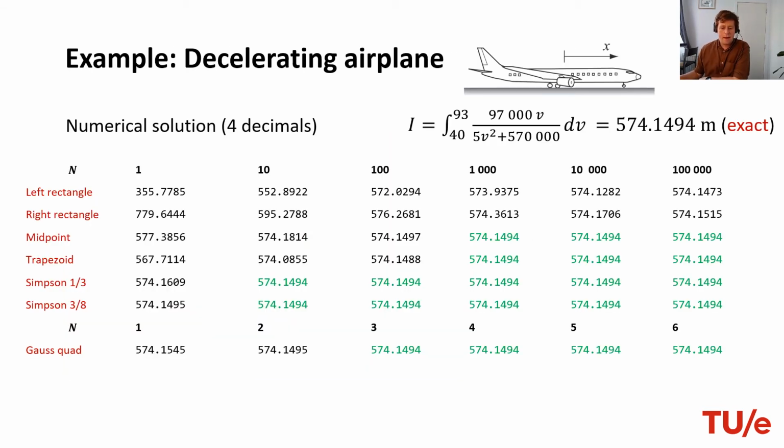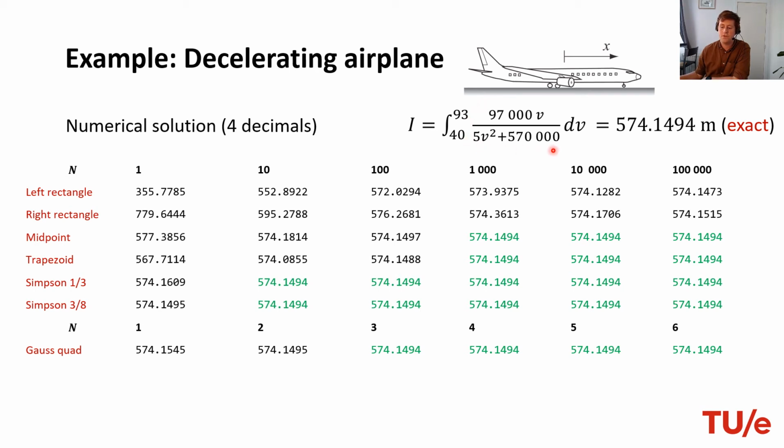Now let's take a look at our example that we've already discussed in the previous videos as well. Just a brief recap. It's about a decelerating airplane, and this problem could be translated into computing this integral. So computing the integral of this ratio from v is 40 to v is 93. And we can actually compute this integral by hand.